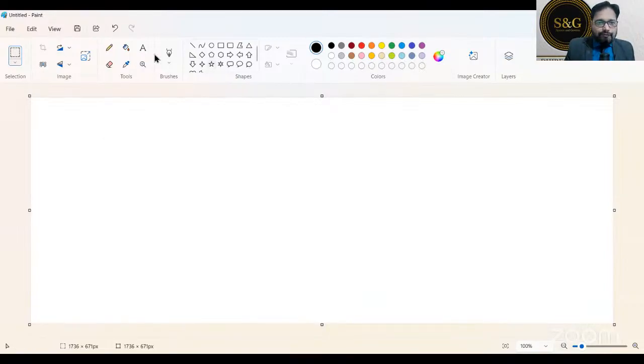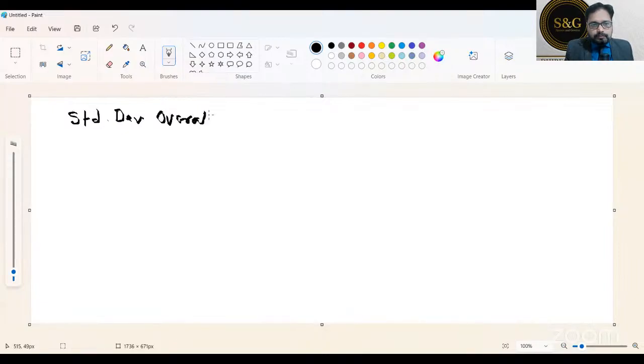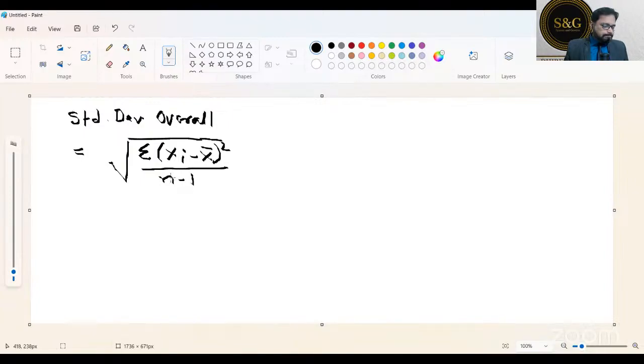Okay, so the first formula, write this down. I'm just writing the simple standard deviation overall का formula ये है. Standard deviation overall. What is the formula for this? Formula for this is अपना standard deviation normal formula, वही formula है ये, which is the square root of summation of (xi minus x bar) raised to square divided by n minus 1. This is overall.